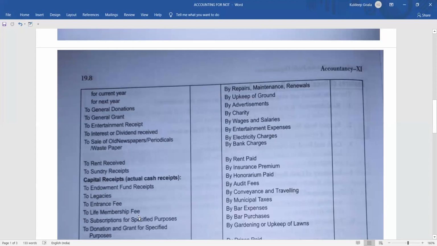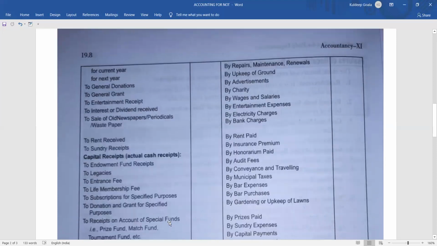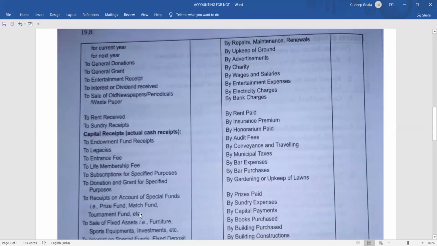The next one, life membership fees. Life membership fees means that for a lifetime membership, you pay a certain nominal amount of money and you become a lifetime member. Then subscription for specified purpose: for getting any specified service, if you pay a certain amount of money, that will be called subscription for specified purpose.